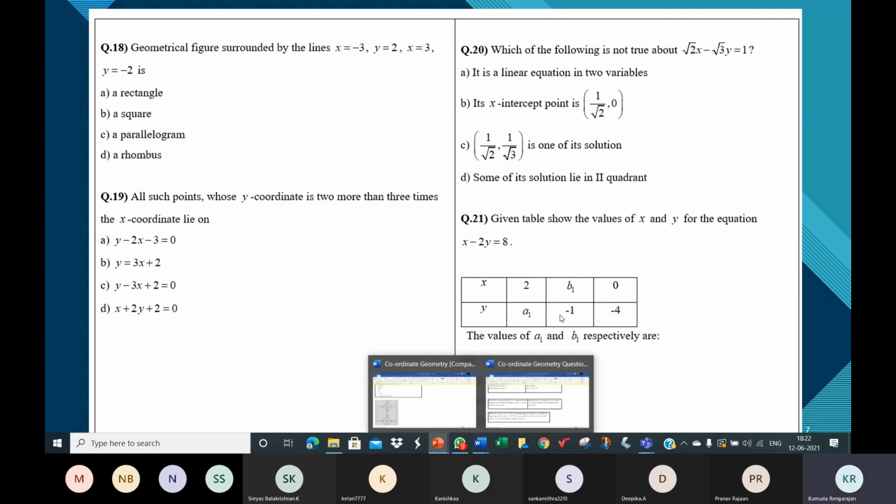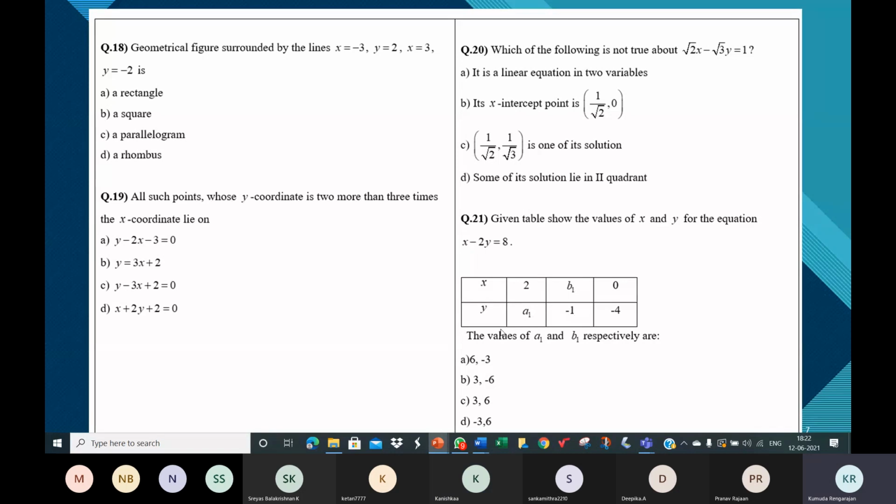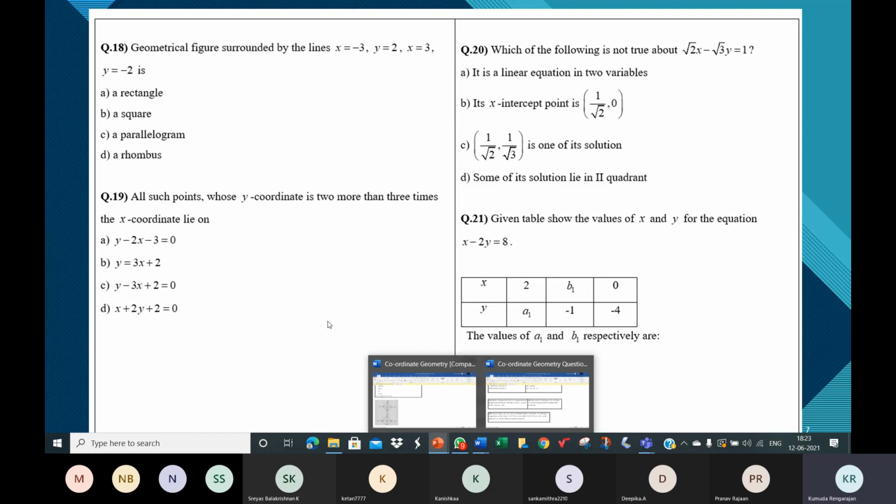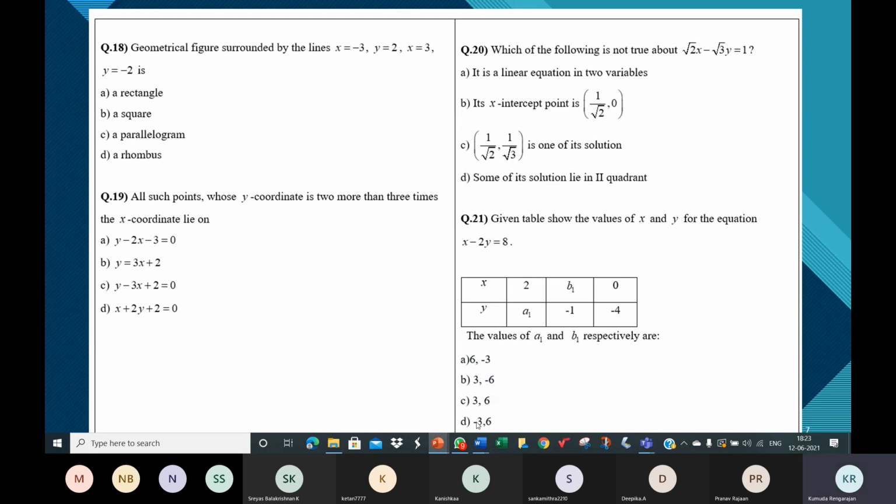Okay, so how do we find A1? In place of X, we need to use 2, because X is 2. When X is 2, what is the value of Y? So 2 minus 2Y is equal to 8. Minus 2Y is equal to 8 minus 2. Minus 2Y is equal to 6. Y is equal to 6 by minus 2, which is minus 3. So Y is minus 3.